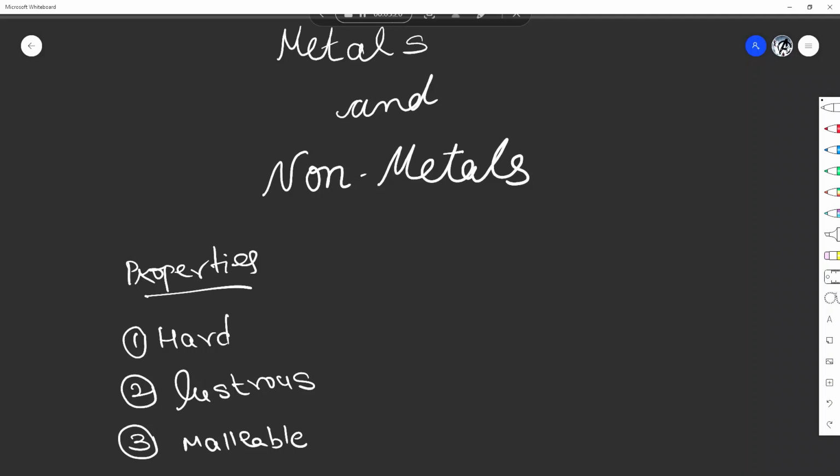Depending upon your force and your action, you can shape the heated metal into various forms, whereas non-metals will just shatter or break into irregular pieces. So that property is called malleable, like heating it and beating it continuously so that it acquires a shape or a form is called malleable.